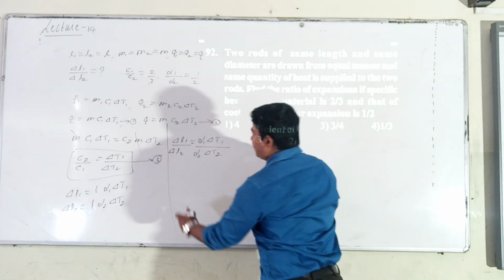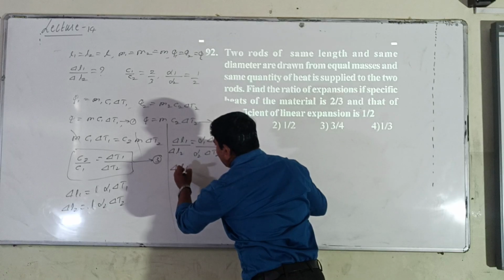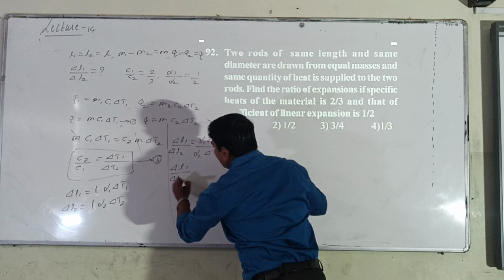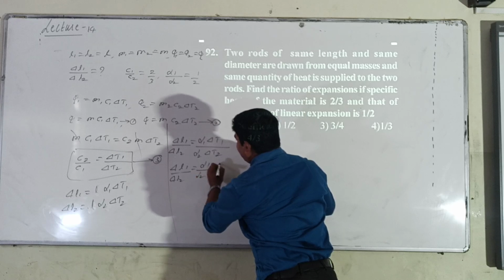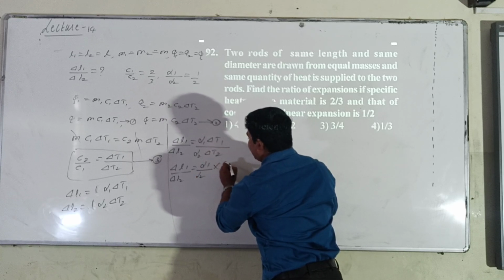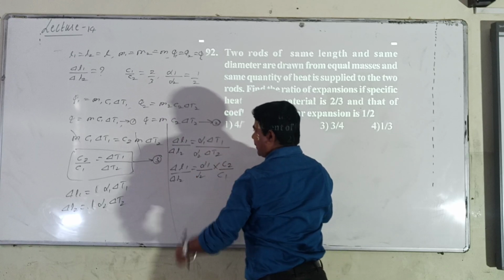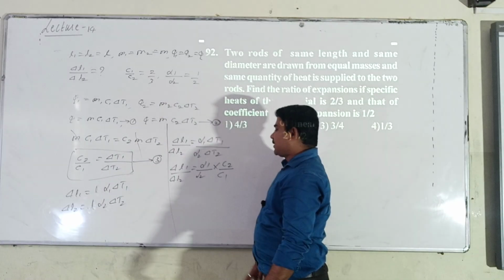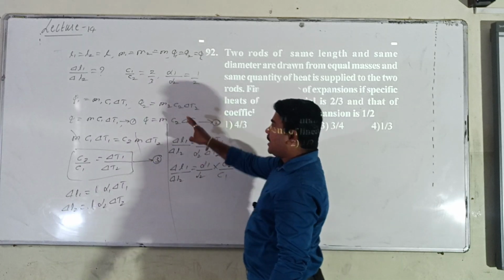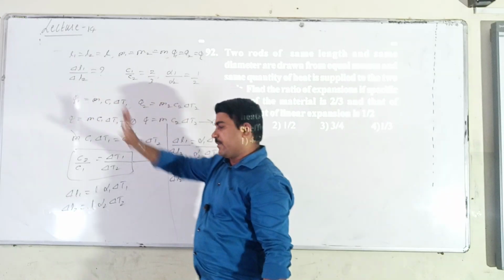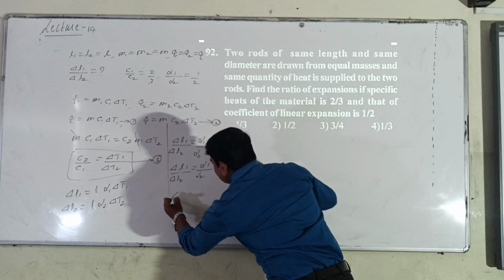Then see here, how to write? Del L1 divided by del L2 is equal to alpha 1, keep it the same, alpha 2 also keep it the same. Del T1 by del T2 is equal to how much? It is C2 by C1. See here, put all the values. We know alpha 1, alpha 2. We know C2 and C1. Just put all the values.